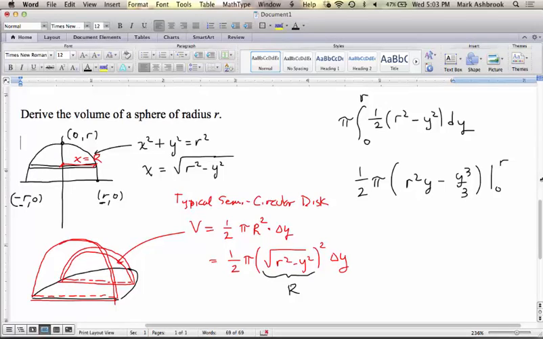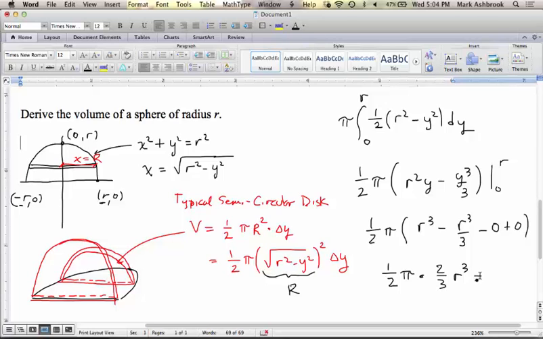Okay, stop. Let's do each step, make sure everyone agrees. We good? Is that right? So 1/2 pi times, is that r cubed minus r cubed over 3, and then it's going to be minus 0 plus 0. Still doing good? So is this 2/3 r cubed? Is that right? 1/2 pi times, that's much easier, which is 1/3 pi r cubed. Did we get it? We got it.